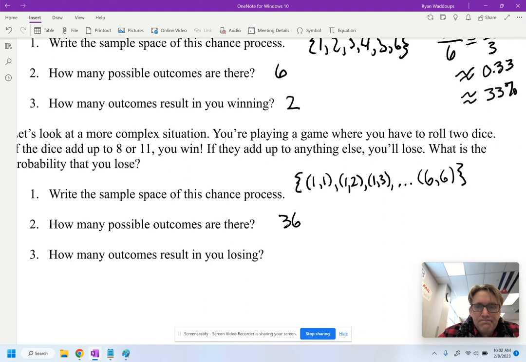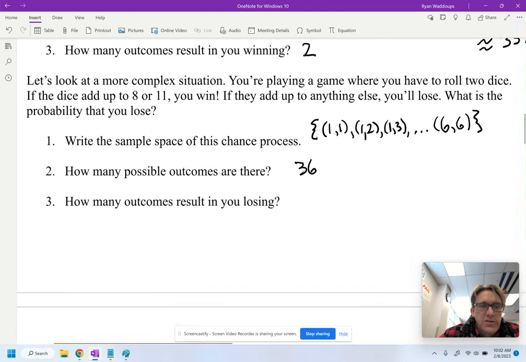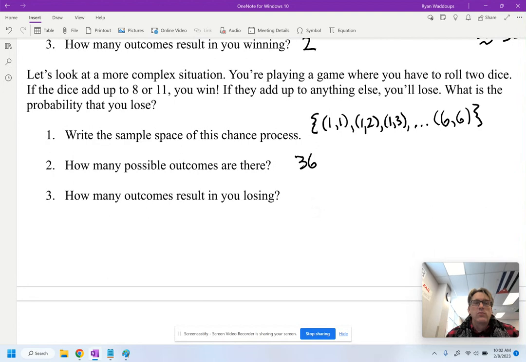How many outcomes result in your losing? If they add up to an 8 or 11, you win. Now, this is a little bit trickier. So we'd say, how many die rolls add up to 8 or 11? Let's add up the total for 8. If one of the die is a 1, the biggest the other one can be is a 6, and that would be 7. So it cannot be a 1.